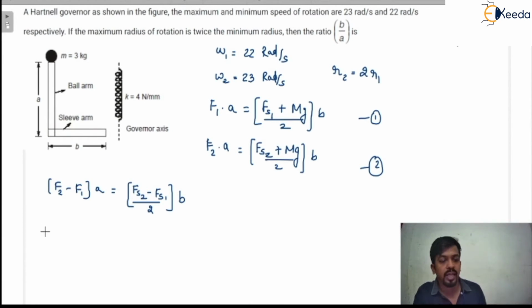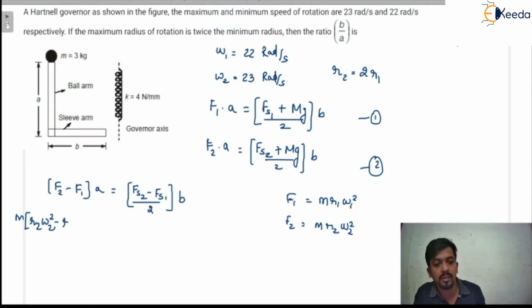Here F1 is equal to m r1 omega 1 square and F2 is equal to m r2 omega 2 square. The R1 and R2 values are not given, but omega 1 and omega 2 are given in the question. So I am just putting the values here. m(R2 omega 2 square minus R1 omega 1 square) multiply A is equal to Fs2 minus Fs1.